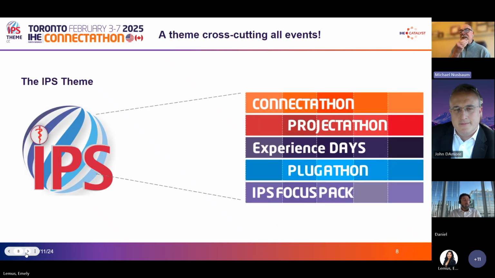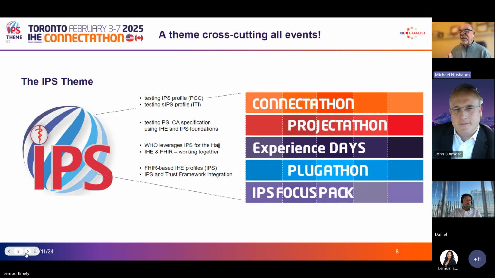So what we've done here is we've created an IPS theme. We haven't created any new events, but what we've done is we've created a focus from IPS on all the events. And if you could just put the next click on, Emily, some very specific events at each of these events, each of these sections. For example, at the Connectathon, we have 2 IPS profiles, the IPS and the SIPS profiles for actual Connectathon testing.